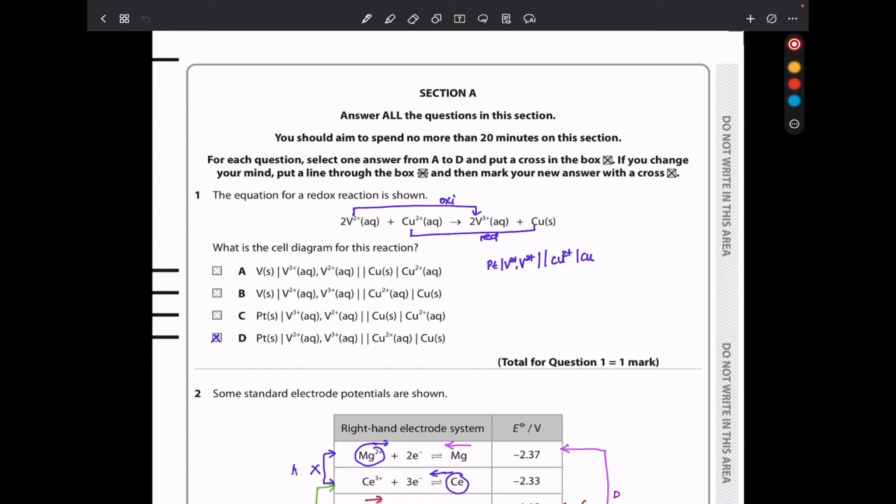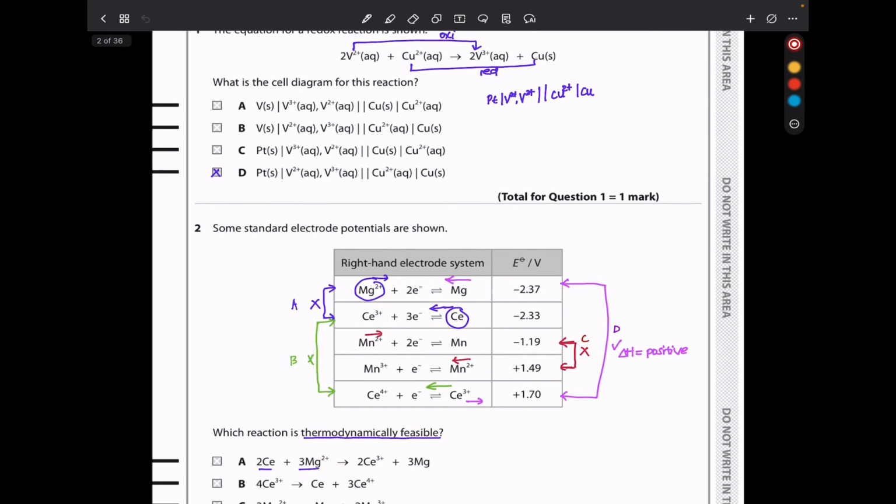And then we see a phase separator. This one is to separate the phases between solid and aqueous. However, because we have two aqueous ions, they're separated by a comma. And then there is a salt bridge to separate the two half cells. And to the other side, the most oxidized version is going to be closer to the salt bridge, which we see here, and then the reduced version to the other side, so the answer should be D.